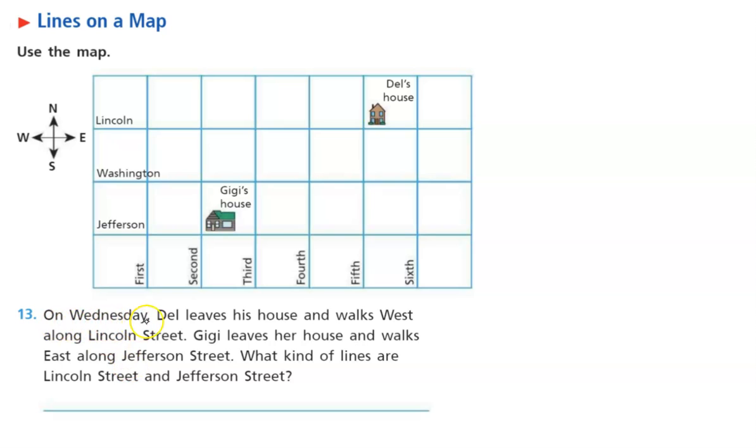It says on Wednesday, Dell leaves his house and walks west along Lincoln Street. Well, west is to the left. So he leaves his house and he's walking left along Lincoln Street. Then it says Gigi leaves her house and walks east along Jefferson Street. So let's see that. She walks east along Jefferson Street. Okay, it says what kind of lines are Lincoln Street and Jefferson Street? Well, those two are the same exact distance apart, so we would call those parallel lines.